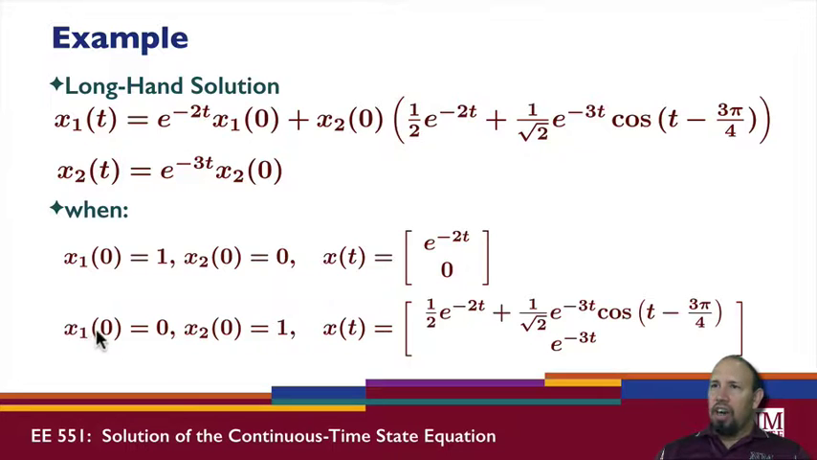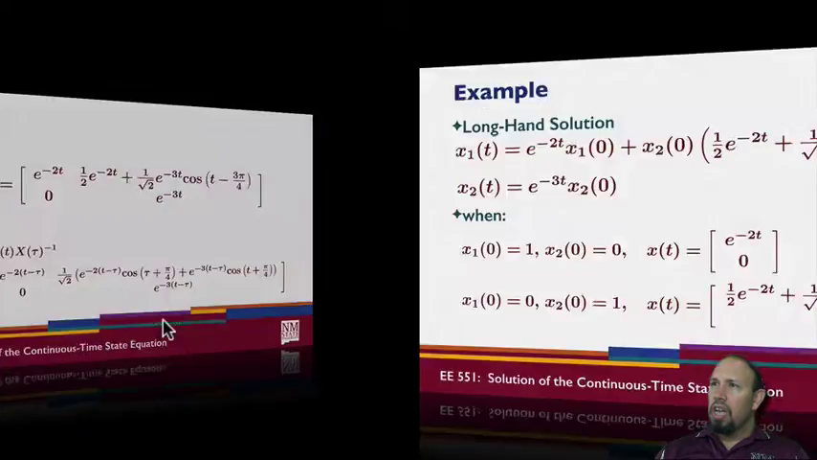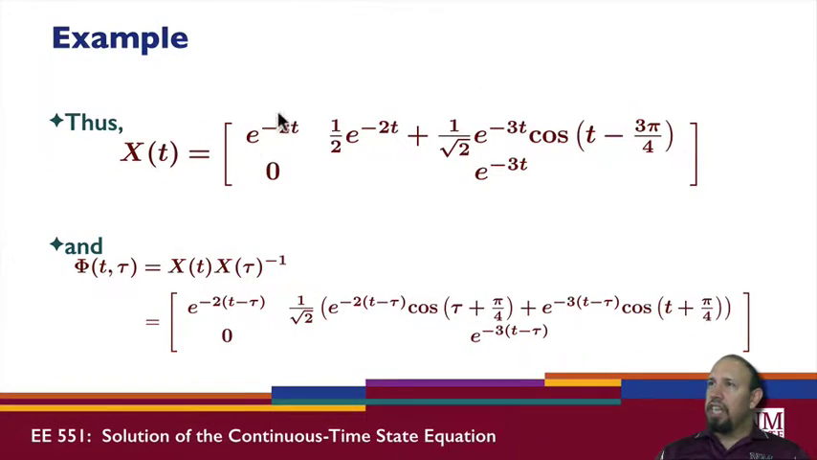Now here's the second column, x1 is 0, x2 is 1. When I plug these initial conditions into these equations, I get this expression. So this is the solution when I have this initial condition, and this is the solution when I have this initial condition. These initial conditions are columns of the identity matrix. As a result, x of t, the fundamental matrix of solutions, is basically those two columns stacked side by side.